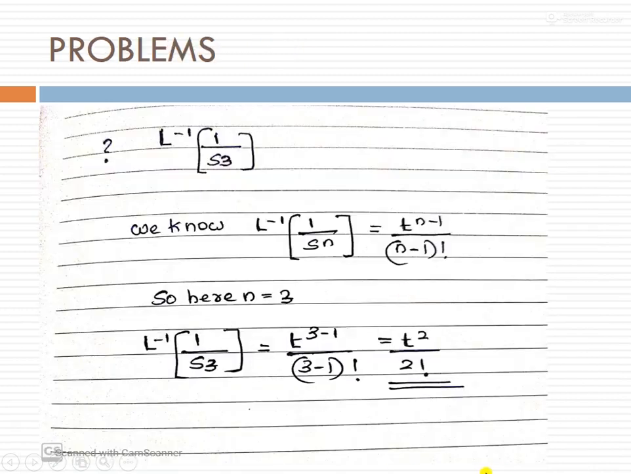And we are moving to problems. Find the inverse Laplace transform of 1 by s cube. We know that inverse Laplace transform of 1 by s raised to n can be written as t raised to n minus 1 by n minus 1 factorial. Comparing this equation, we get that here n equals 3. So inverse Laplace transform of 1 by s raised to 3 can be written as t raised to 3 minus 1 by 3 minus 1 factorial, that is t squared by 2 factorial. That is, inverse Laplace transform of 1 by s cube can be written as t squared by 2 factorial.